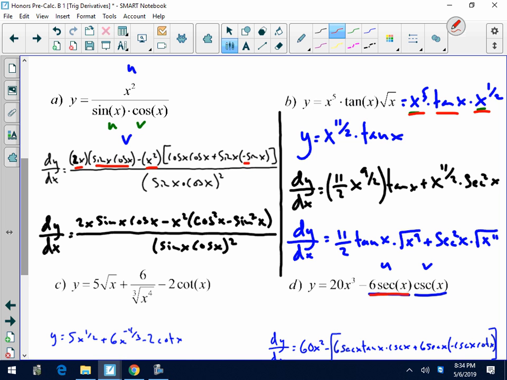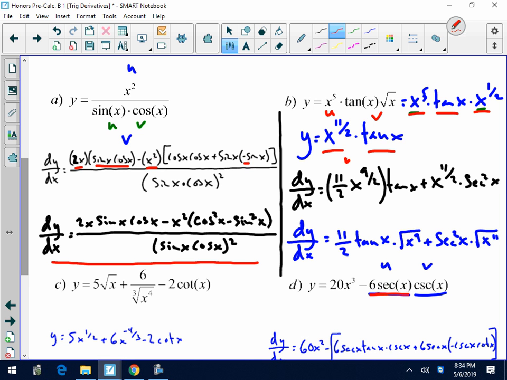So there's our derivative of a. For b, we said we were going to take the derivative of our y equals x to the 11 over 2 times tan x. And so right here we've got our u and our v with our product rule, and when we take the derivative, we have dy/dx as 11 halves x to the 9 halves times tan x.